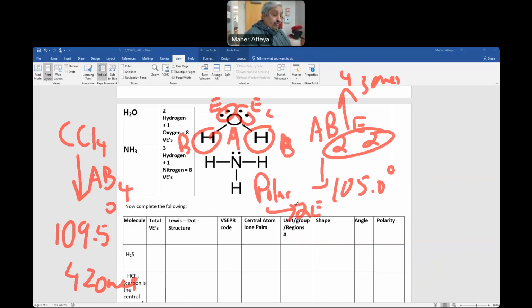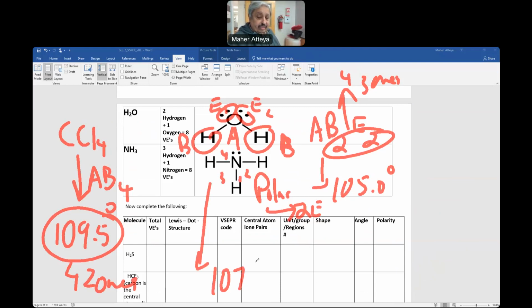So we went from 109. Now we will see ammonia here. We'll go even further. How many zones does ammonia have? 1, 2, 3, and 1 lone pair here, 4. Ammonia is 107 degrees. See, just 1 lone pair in ammonia, although it has 4 zones.